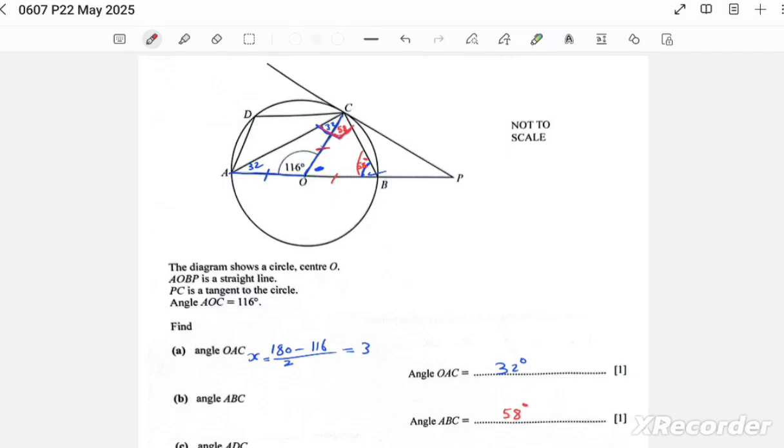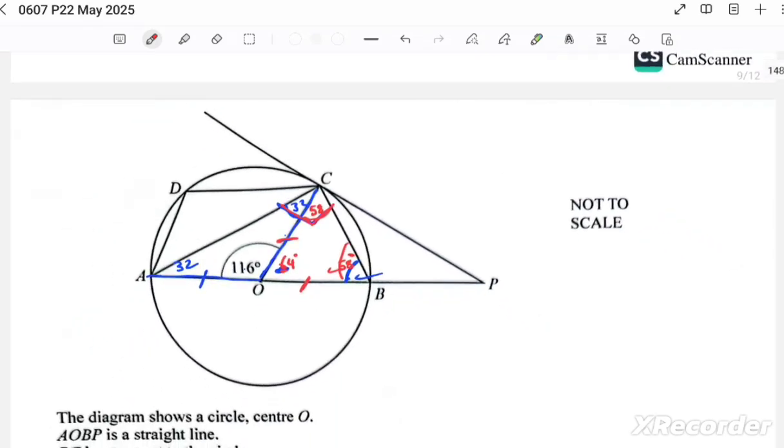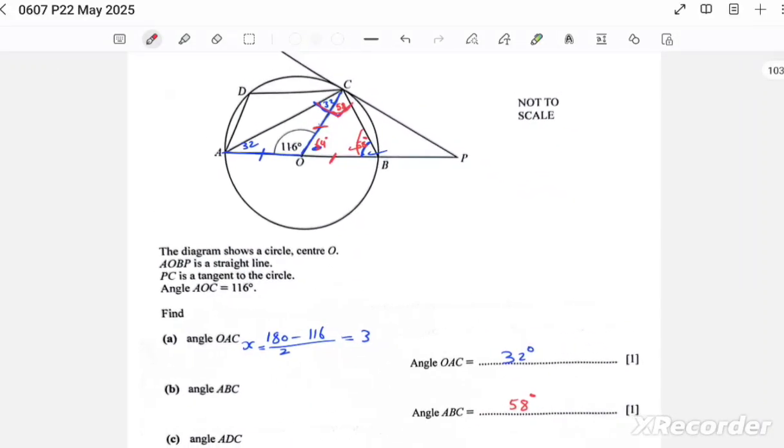Okay. If someone else said the second method, 180 minus 116, so this one will be 64. Okay. So since this one is 64, you could say 180 minus this 64, and then divided by 2, this will give this 58 as well. Okay, so you may use what's more suitable for you. Okay, so this one is 58.